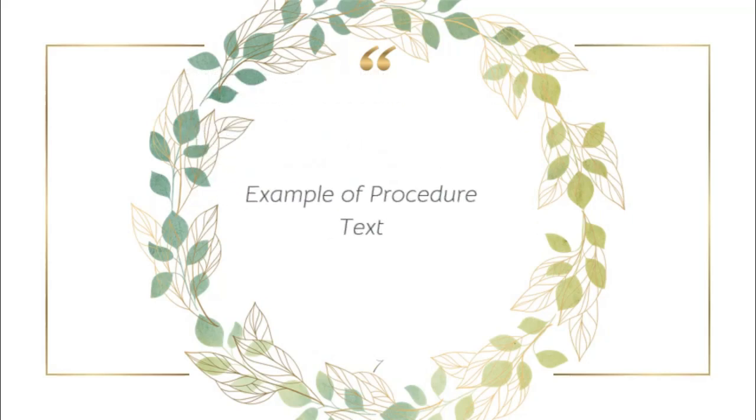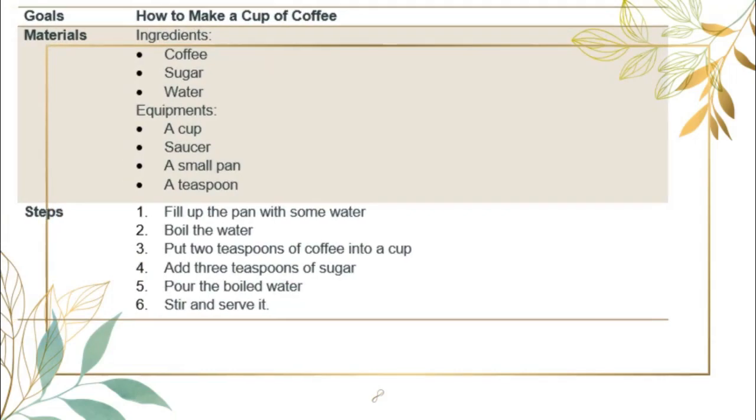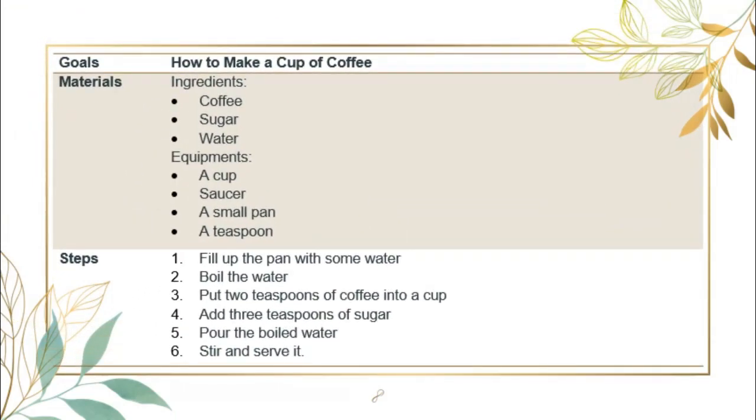Next, let's see the example of procedure text. The first example is how to make type. Contoh pertama adalah contoh membuat sesuatu. So we have how to make a cup of coffee. Kita bisa melihat di situ bagian-bagian dari text procedure. So the goals atau tujuannya adalah how to make a cup of coffee. And the materials yang diperlukan, there are 2 here, ingredients and equipments. Jadi di sini di list ada ingredients atau bahan dan juga equipment, peralatan yang dibutuhkan.